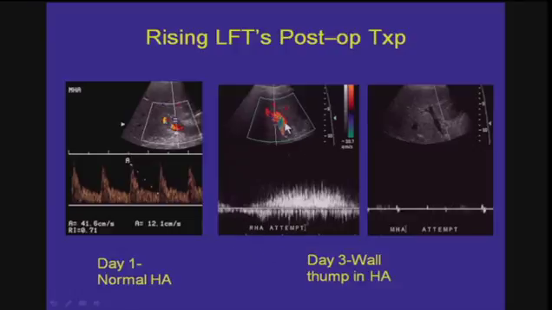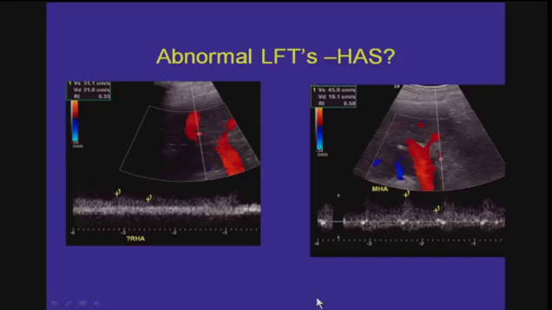So you should be able to easily see the hepatic arteries. If you can't, that's a problem. And you can see here when we do our spectral tracing, there is absolutely no flow in the main hepatic artery. So this is an obvious case of hepatic artery thrombosis. What about this patient? Abnormal liver functions, hepatic artery stenosis. You can see the resistive index here is low, 0.33.